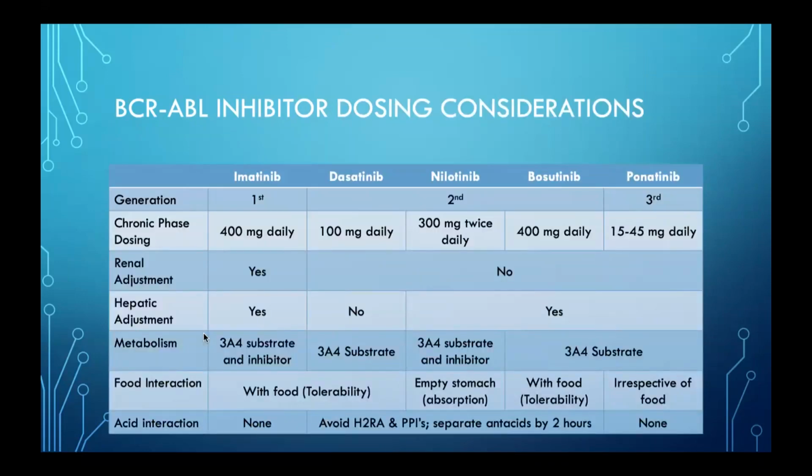So looking at our dosing considerations, you can see from a daily dosing standpoint, nilotinib is going to be our one standout that requires twice daily dosing. Most of these are not going to require any renal adjustment with the exception of imatinib, but they are all going to be hepatically metabolized. And so whenever we look at the metabolism, the standard for our oral chemotherapy agents is that they're going to be CYP3A4 substrates.